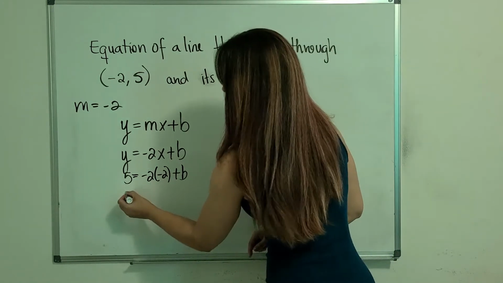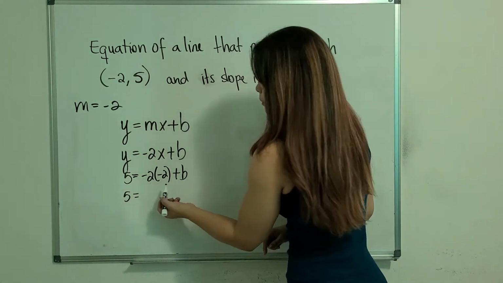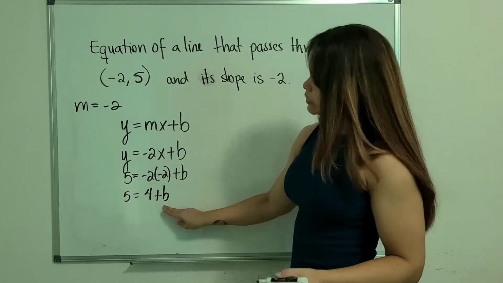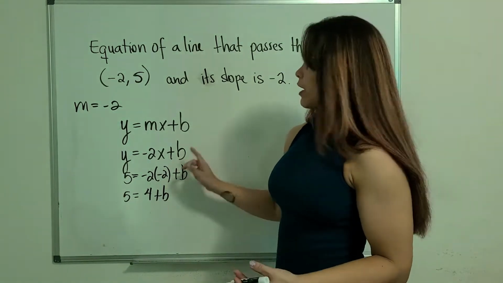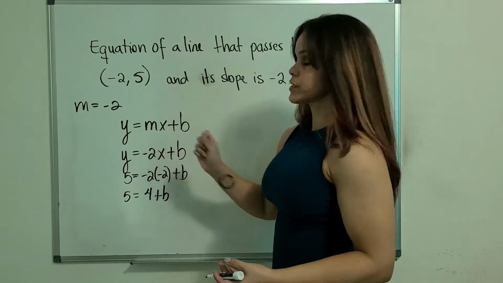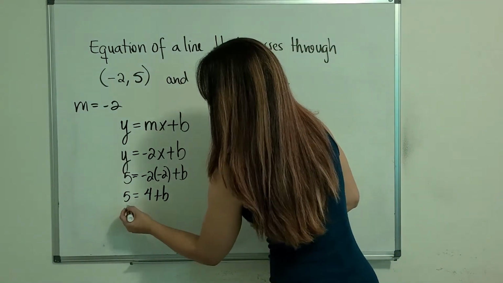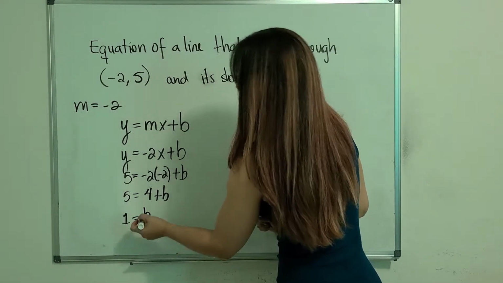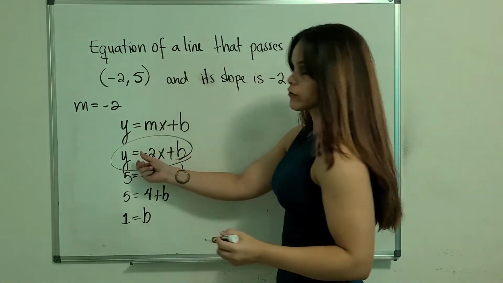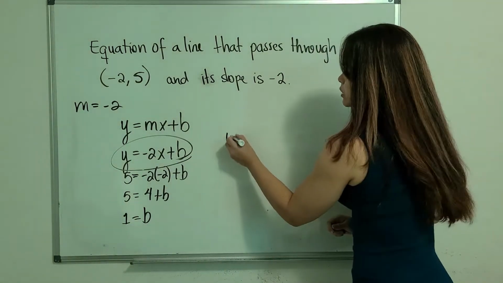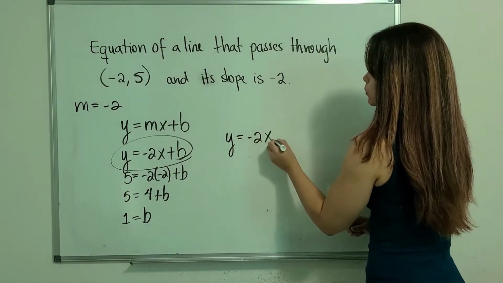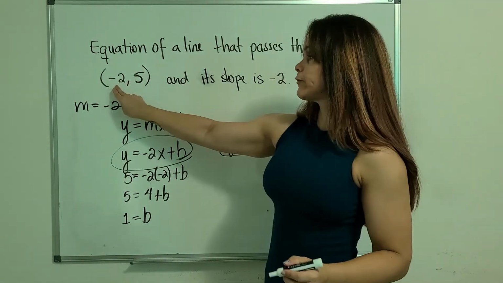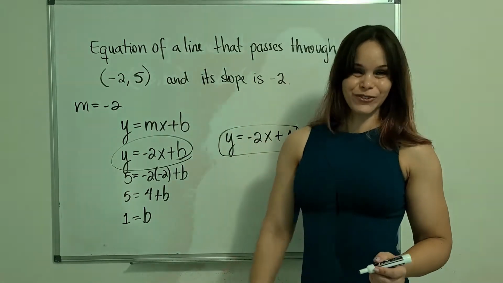As you can see, the only unknown here is going to be b. So -2 times -2 is 4. The only unknown is b, so I can solve for it, and then we're going to have the complete equation for this line. So we're going to subtract 4 here. So 5 minus 4, which is 1. We already have the value of b. So what we're left to do is just finish up the equation. So this is going to be y = -2x + 1, and there we go. We have the equation of the line that passes through (-2, 5), and the slope is -2.